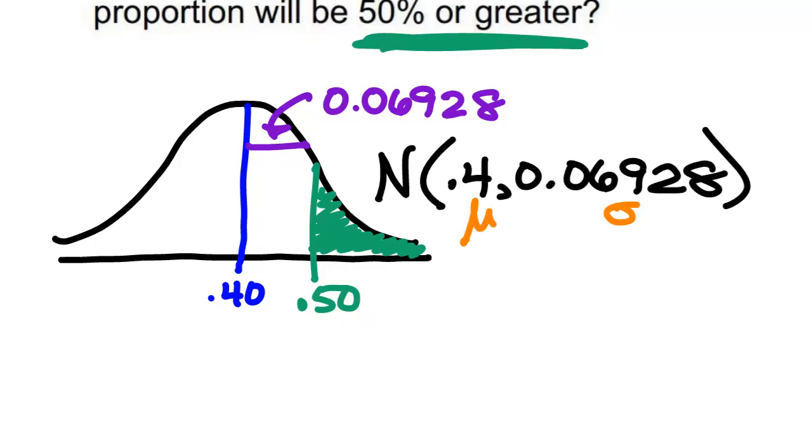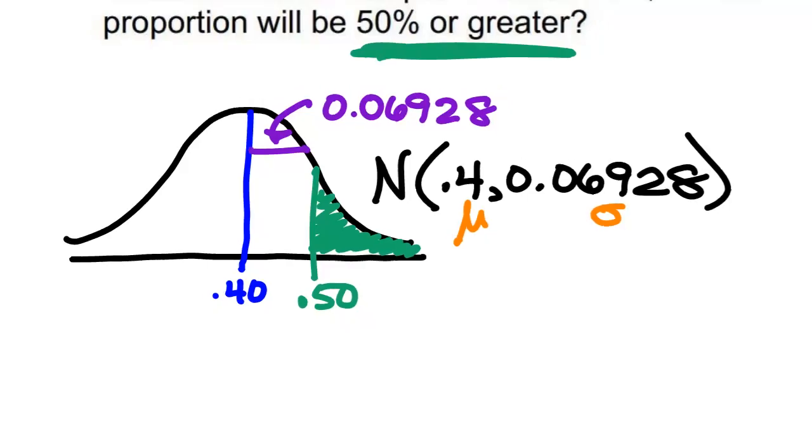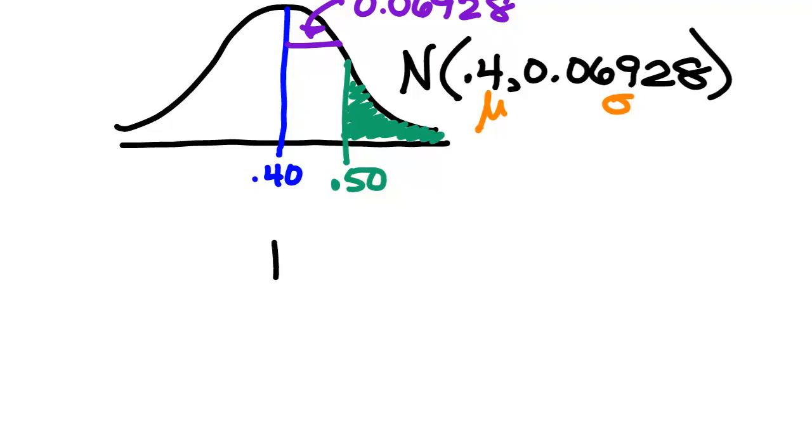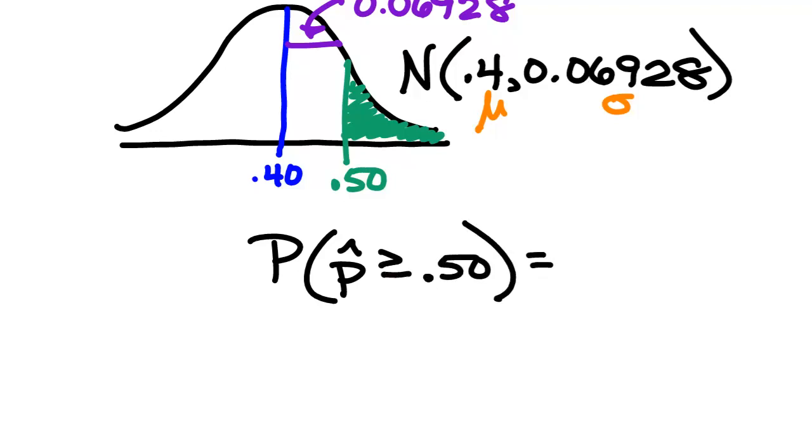So then how am I going to figure this out? The probability that P hat is greater than or equal to 50% is what? Your probability notation on these is super important. If you're not using probability notation, the probability of what it is that you're finding, you guys are losing points. You're leaving points on the table. You have to have your probability notation.